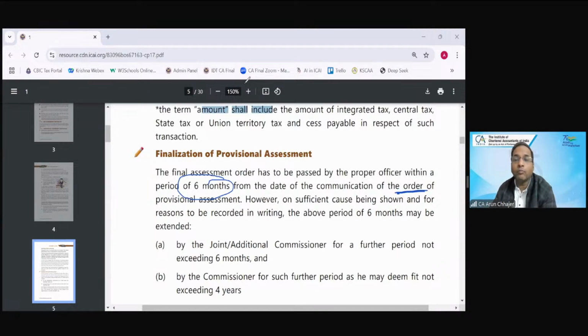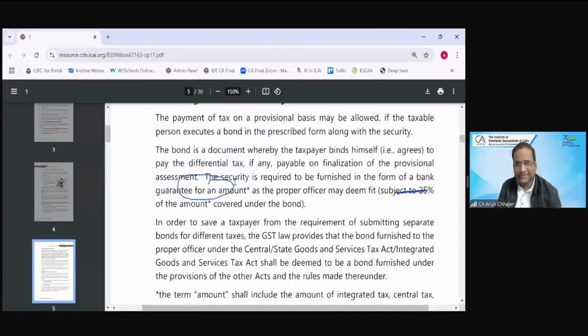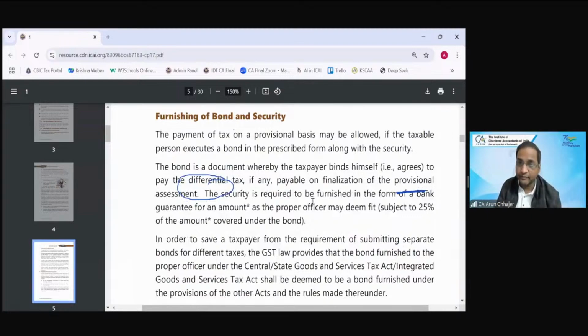Hemant, bond or security? Normally, both provisions are being given, bond or security. No. So, sorry. Security or surety you can give. That means you can give the guarantee. So that is the requirement of the law. Bond is a document whereby the taxpayer binds himself to pay the differential tax, and the security is required to be furnished in the form of bank guarantee for an amount.